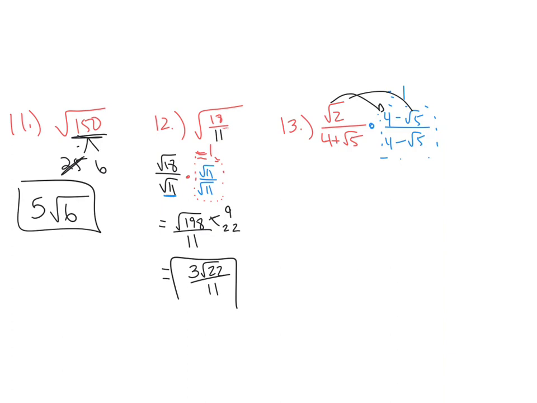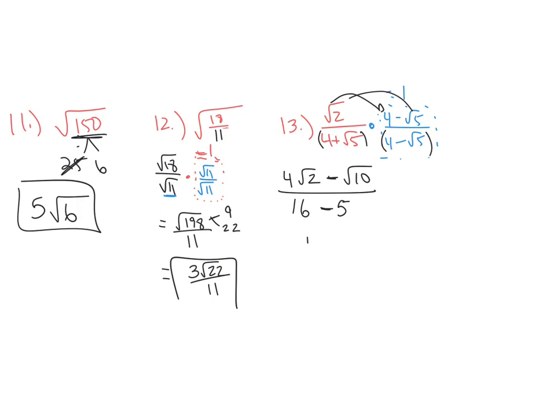So the 4 and the 2 can't be combined because the 4 is not in jail and the radical 2 is. So the top's going to become 4 radical 2 minus radical 10 because 2 and 5 are both in jail. Now, if you don't want to FOIL the bottoms, you can FOIL them, it's no problem. Or you could take the first number, square it, the second number, radical 5, square it, put a minus in between.